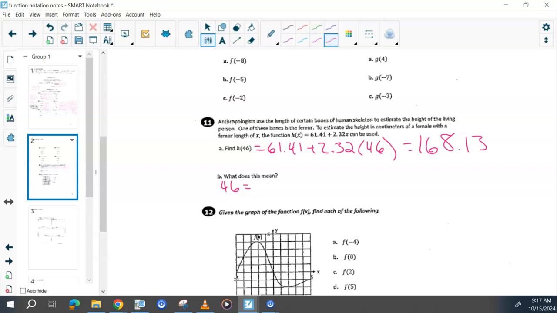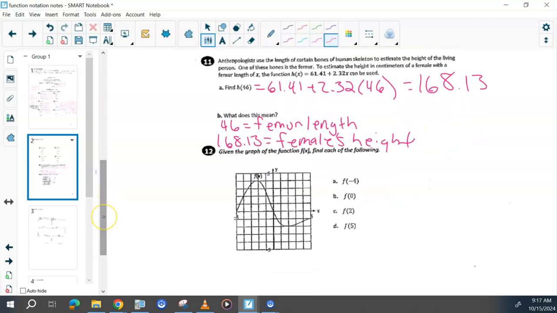The 46 is the femur length. And I don't know if that's what that is measured in. And then the 168.13 is the female's height. So being able to use the equation or put the number in, find that y value, and then determine what that means is also part of what you'll need to be able to do. I think you'll see more of those in the Delta Math. I couldn't find many practice problems myself.